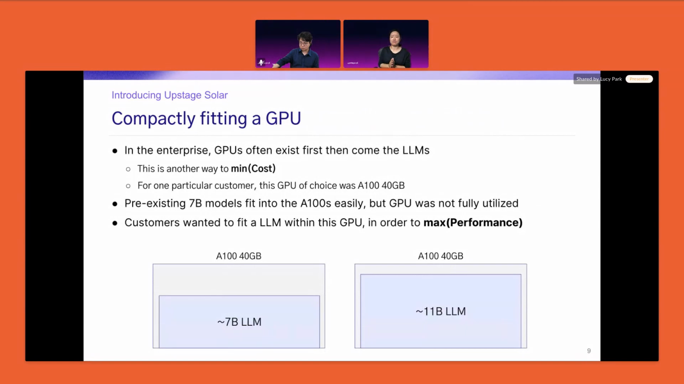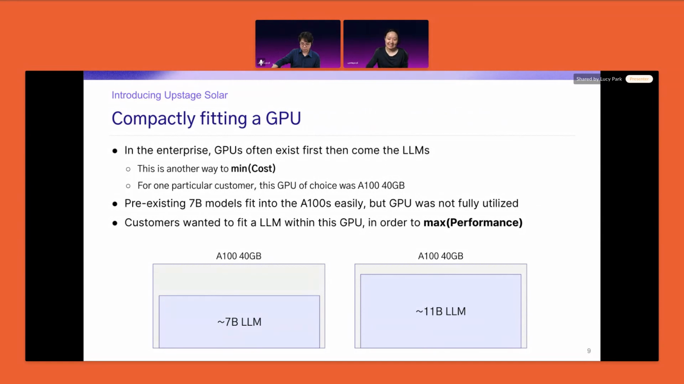Touching upon being a fraction of the cost, a very interesting aspect is that the hardware available to our customers is another consideration. So in the enterprise, GPUs are often pre-existing and then LLMs are integrated instead of the other way around, where you will first get an LLM and then get a GPU fit for it. So for our customers, this is another way to minimize cost. And for one of our particular customers, this GPU of choice was NVIDIA A100 40 gig.